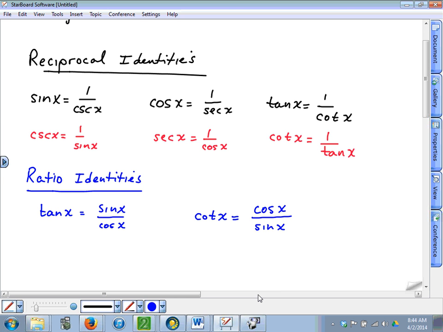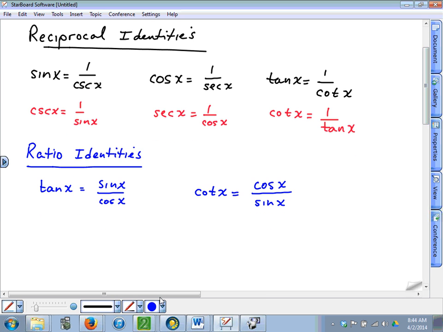These two you use quite a bit. The reciprocal identities, not so much. Every now and again, but ratio identities, quite a bit. This one, though, you use all the time. The Pythagorean identities. I'm pretty sure I'm liking this one.